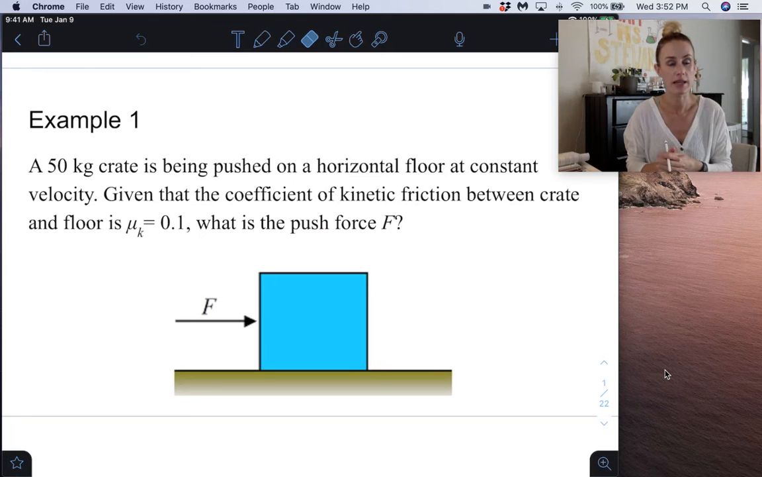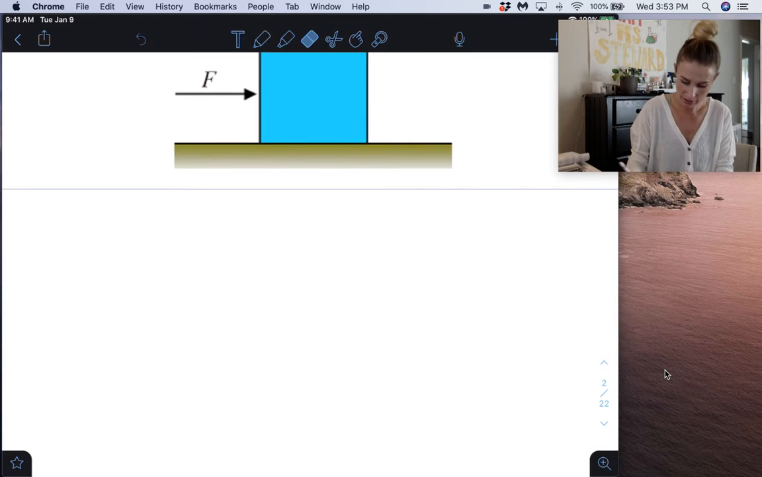All right, so this is our first example for friction. We have a 50-kilogram crate being pushed on a horizontal floor at constant velocity. Given that the coefficient of kinetic friction between the crate and the floor is mu k equals 0.1, what is the push force F?